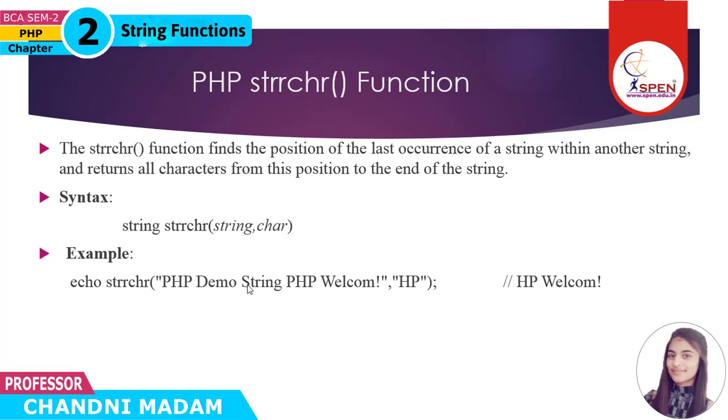Here is the example. In the strrchr function we will pass the string "php demo php welcome" as our string, and we want to find "hp" in it. So "hp" occurs two times, first here and second here. This function gives the last occurrence, so it ignores the first one and gives "hp welcome" as the output.